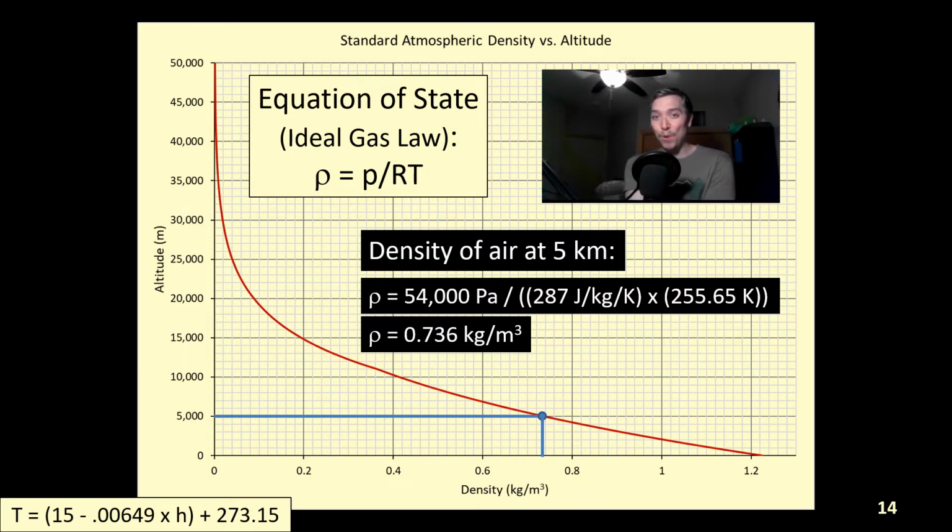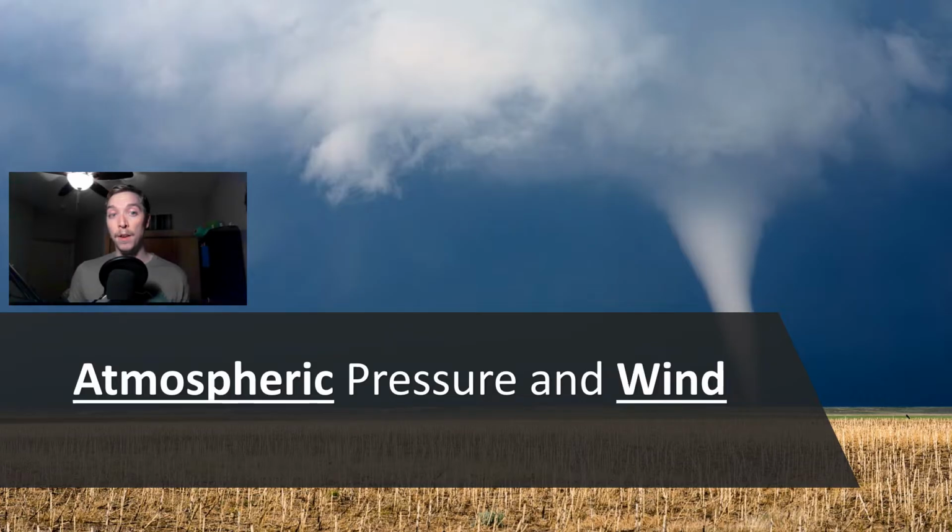So why is pressure such an important aspect of our climate? Well, one of the main reasons is that differences in pressure, which are driven by things like topography and temperature, drive the flow of wind across our planet. That's where we're going next. We're going to dive into atmospheric wind patterns and how wind moves across the surface of our planet.